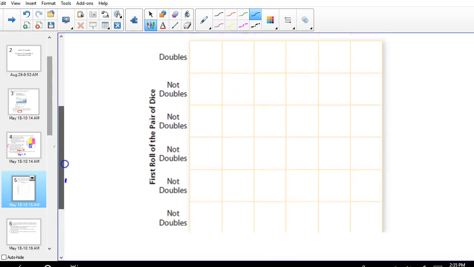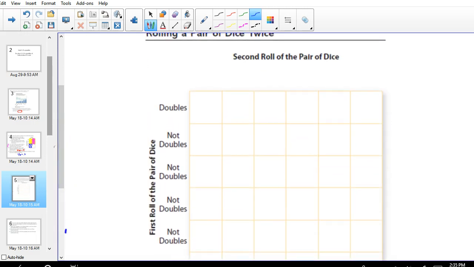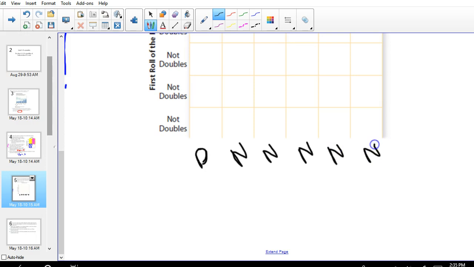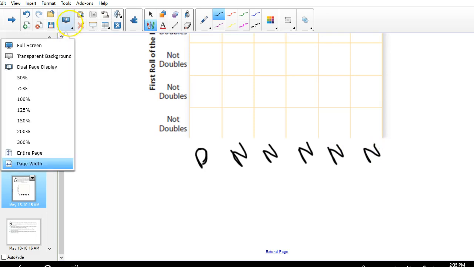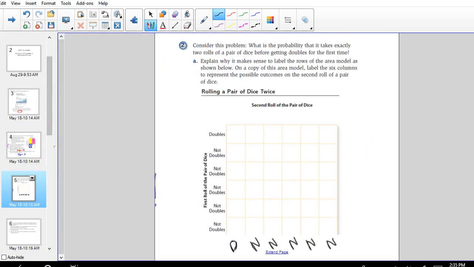I think my picture kind of got cut off here. We've got doubles and not doubles. I think down here at the bottom it's supposed to say doubles and not doubles. I'm going to put an N for not doubles and a D for doubles. And let me adjust so we can see the whole thing.